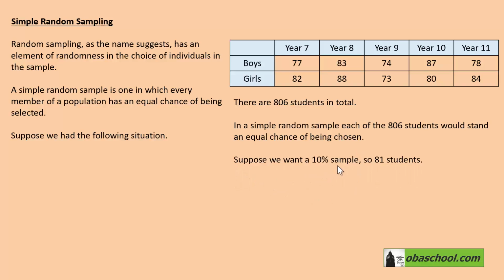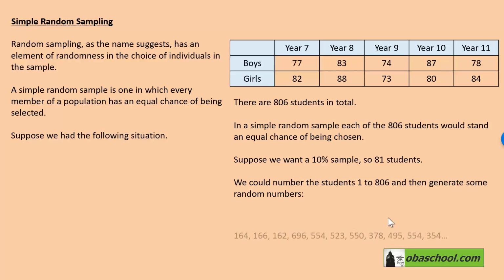Suppose we want a 10% sample, so 81 students. We could number the students 1 to 806 and then generate some random numbers in whatever way, using random number tables or from a calculator.